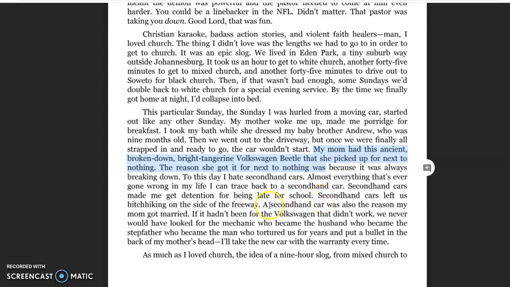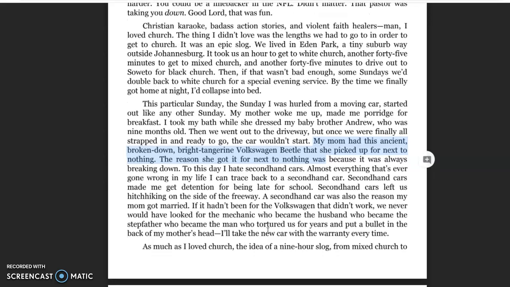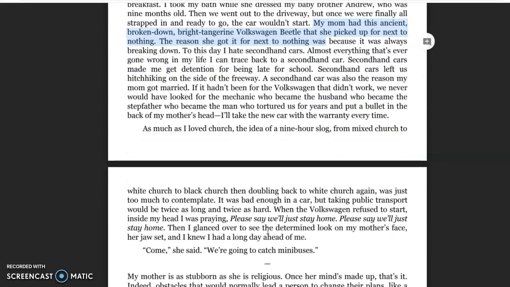And he talks about the secondhand car being the reason why his mom got married to this guy who's a jerk. It sounds like he tortured them for years and put a bullet in the back of his mom's head. So we learn a little bit about what this stepfather was like, and why Trevor Noah hates secondhand cars.